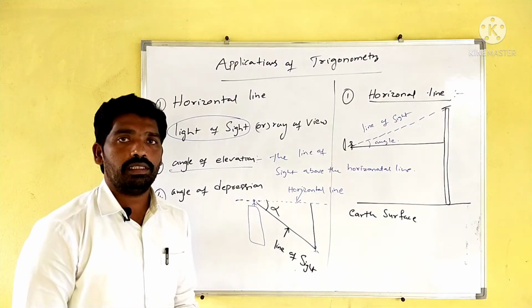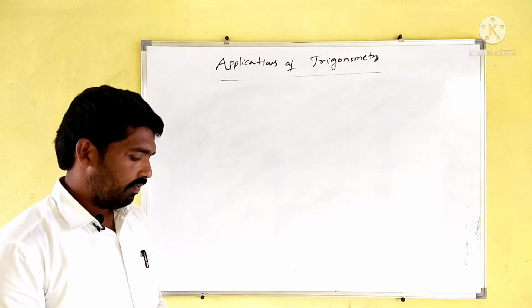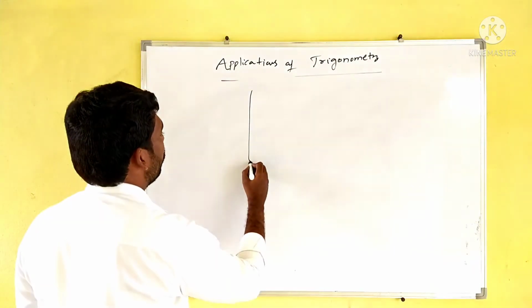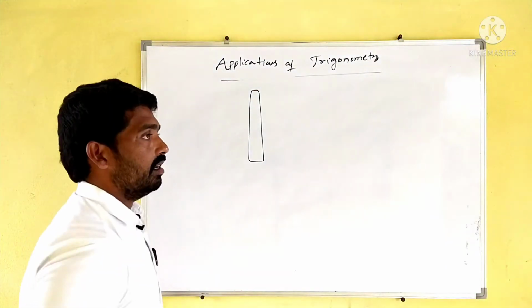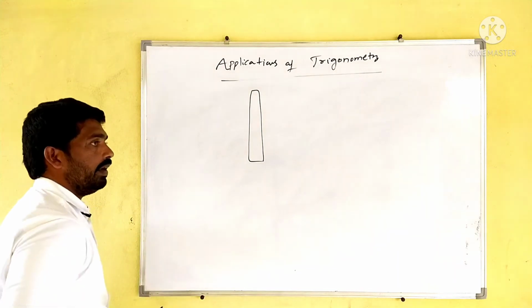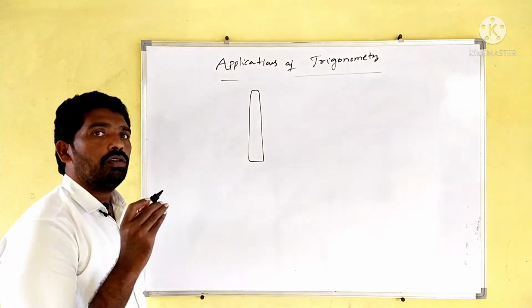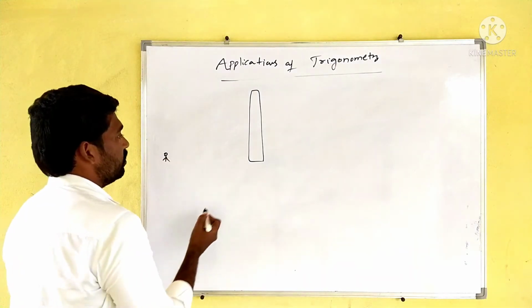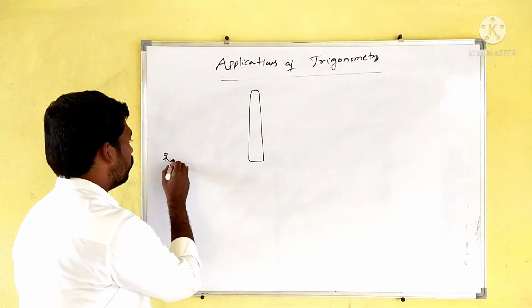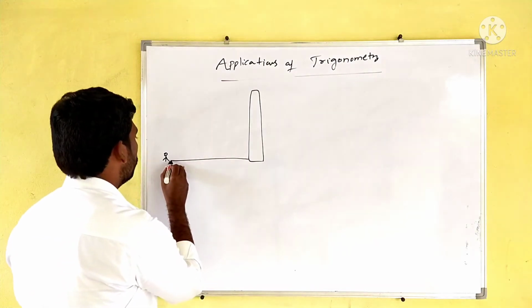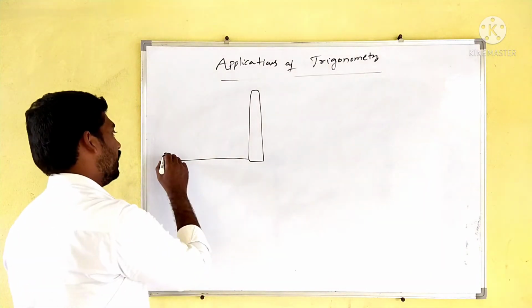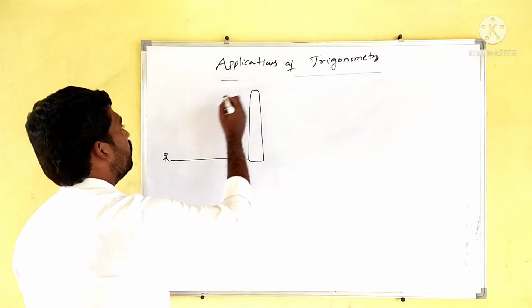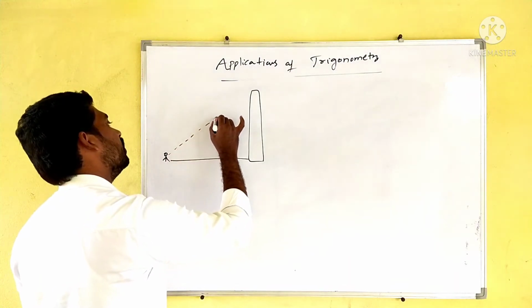Here are some examples. For example, a tower is there, say a cell tower. The distance between the foot of the tower and the observer is this one. A person is observing the top of the cell tower.